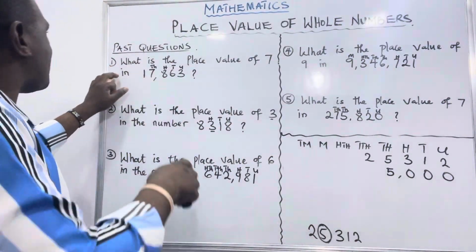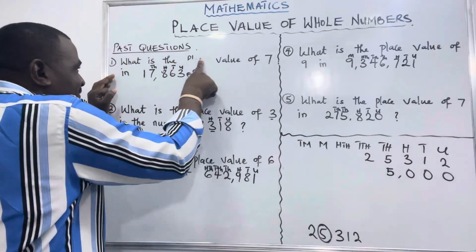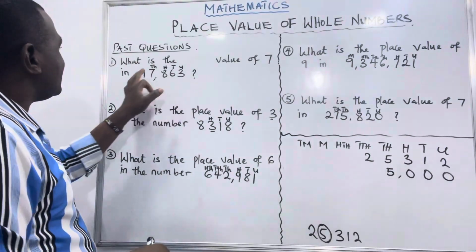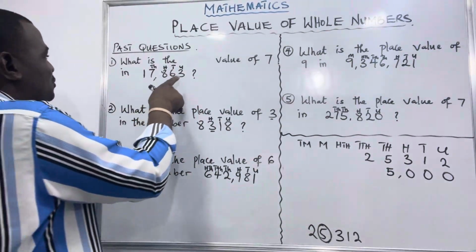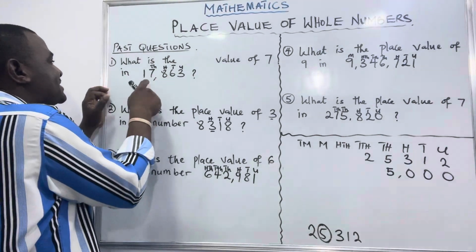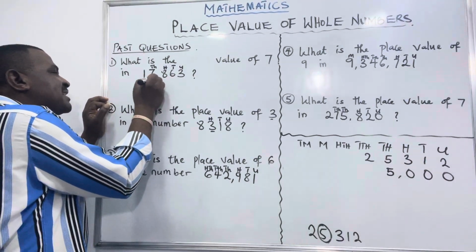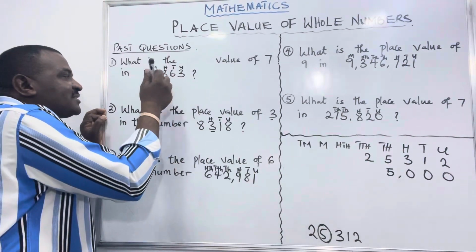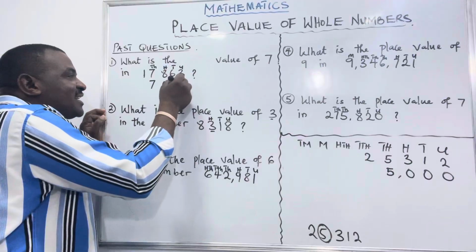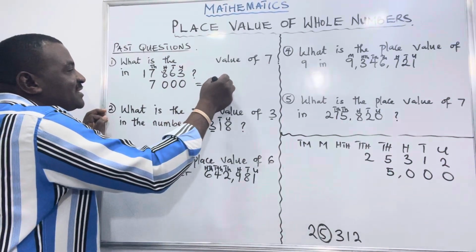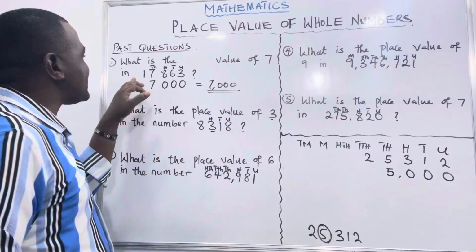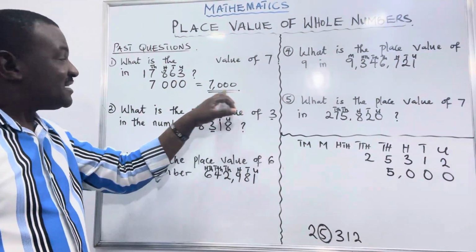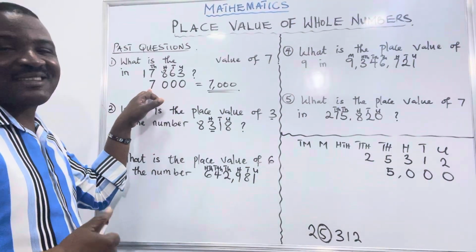Okay, now let us go back to the same question that we treated. In case, let's say number 1, instead of saying place value, we say what is the value of 7 in the whole of this number. What you need to do is just come under 7, repeat 7, replace every other number with 0. Here 0, here 0, here 0. What is this? 7,000. So the value of 7 in this number is 7,000.